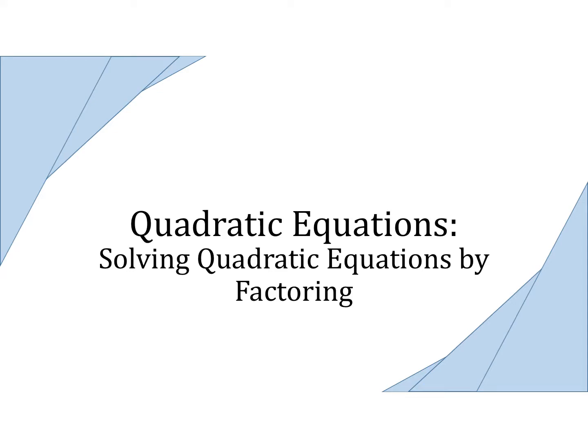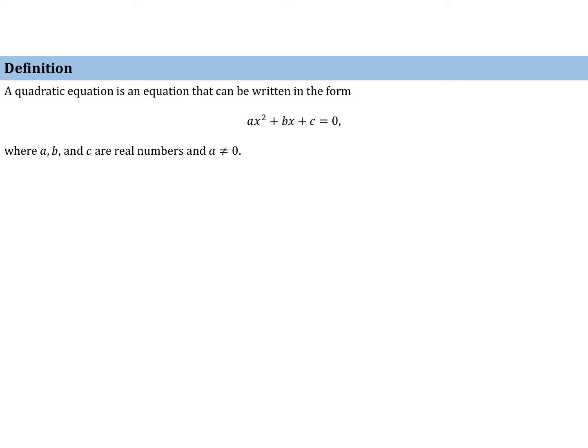We will begin our discussion of quadratic equations by looking at the most basic way to solve a quadratic equation, and that is by factoring. So first, let's identify what a quadratic equation is. A quadratic equation in the variable x is any equation where we have ax squared plus bx plus c equals 0, and a is not going to be 0.